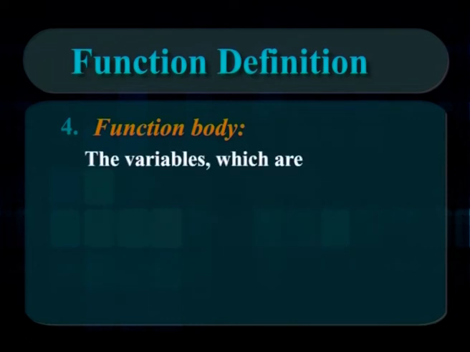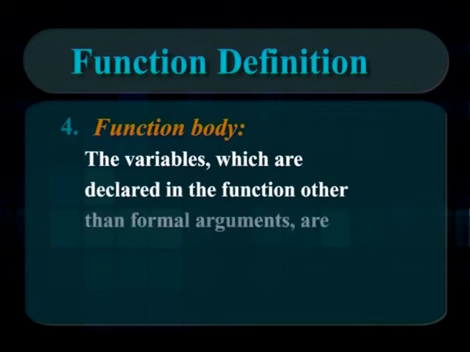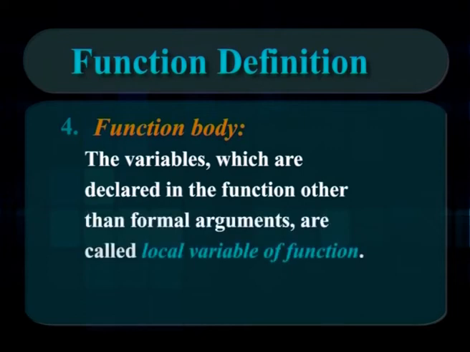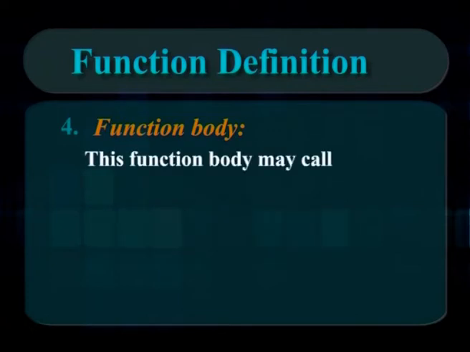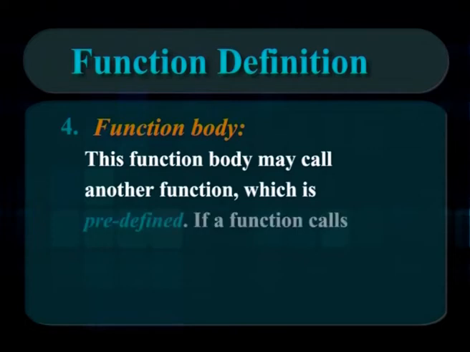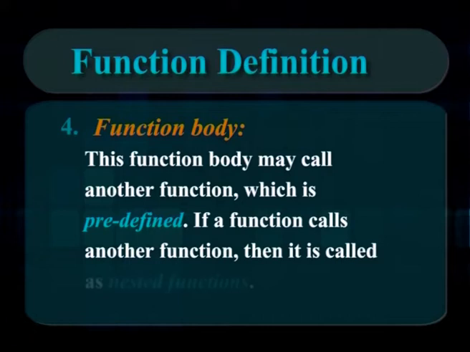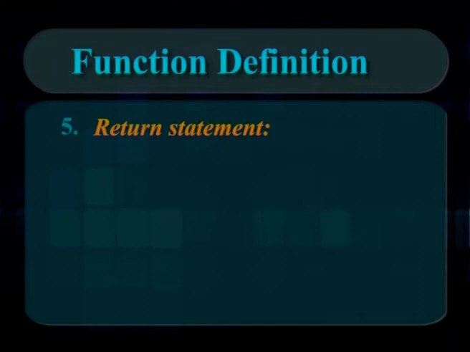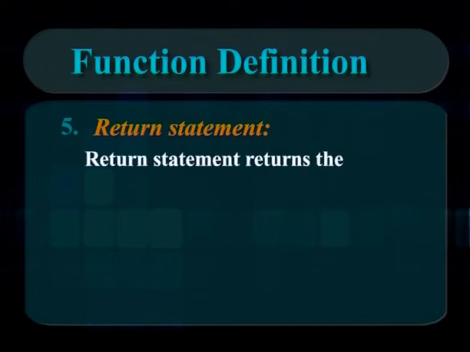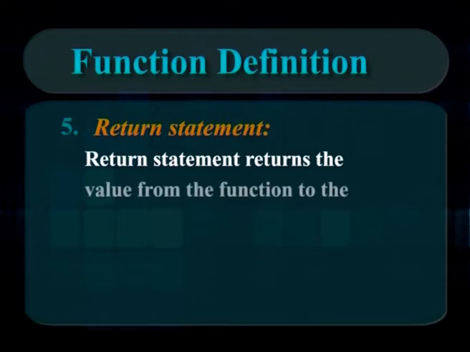The variables which are declared in the function other than formal arguments are called local variable of function. This function body may call another function which is predefined. If function calls another function, then it is called as nested functions. Next part, again very important, it is return statement. Do you know what is return statement? Return statement returns the value from the function to the calling program.